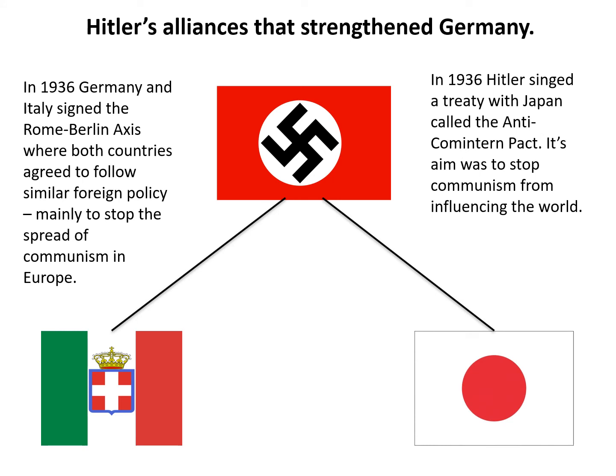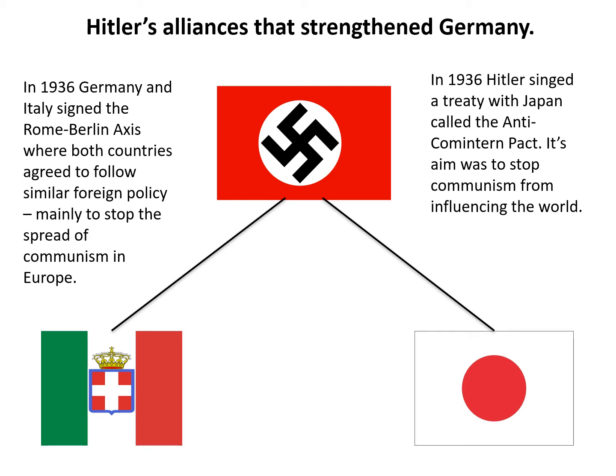The next one is Hitler making an alliance with Japan in 1936. This alliance was called the Anti-Comintern Pact, and its aim was also to stop communism from influencing the world. It does influence Japan quite a lot. Japan is obviously in Asia, and it's close to countries like China, who is a very, very big, strong communist country at this time.